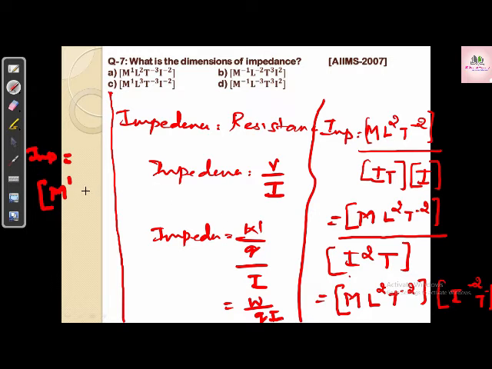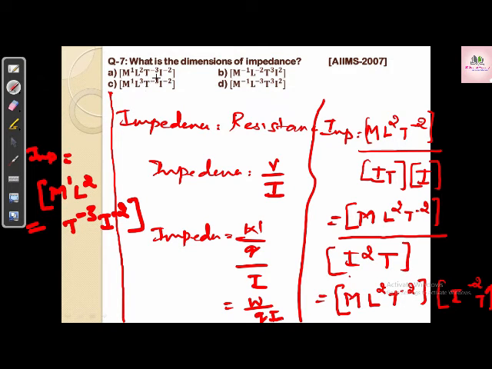Only L is there, so that is L to the power 2. T to the power minus 2, T to the power minus 1 is there, so that becomes minus 2 plus minus 1, that becomes T to the power minus 3, into I to the power minus 2. So this is the final answer. Check which option matches with this: M to the power 1, L to the power 2, T to the power minus 3, I to the power minus 2.